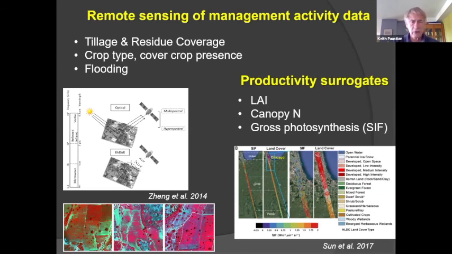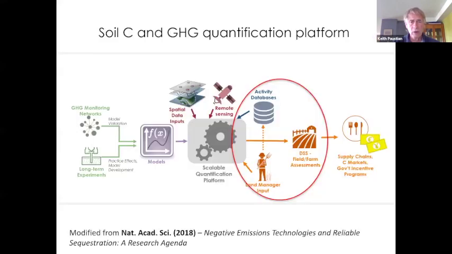We can also use remote sensing increasingly to help improve the accuracy of these process-based models as well. And then finally, I think there's a real key role in bringing the grassroots, the producers and their knowledge and their information, into this system through connecting with management data that's already collected and finding ways to put that into decision support systems.